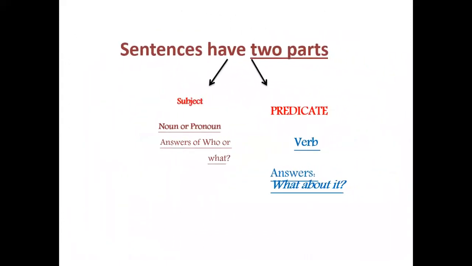So the sentence has two parts. The first part, the subject, is a noun or a pronoun. It answers who or what. The predicate should include a verb. It answers what about it.